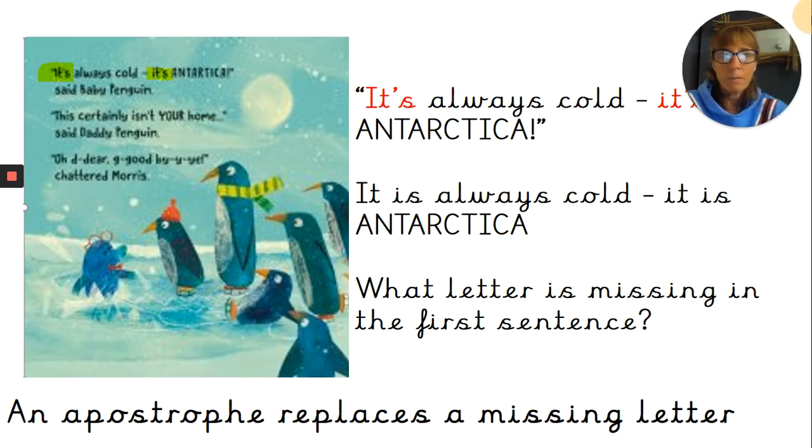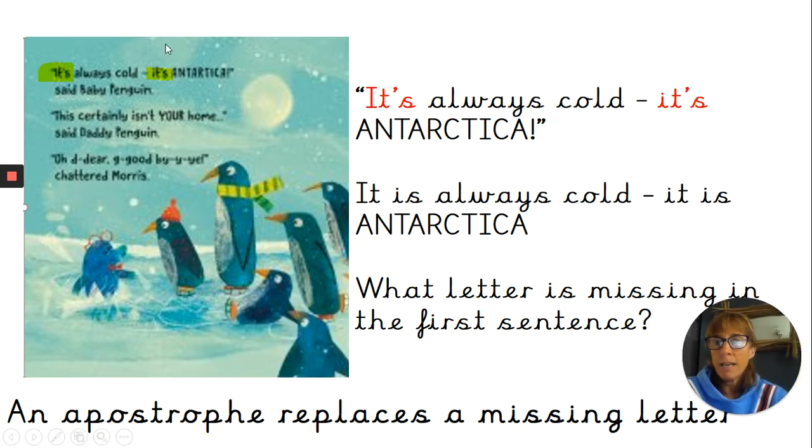So let's have a look. Miss Tate will move herself down here. Here, Morris Mole has popped up at the penguin home. And if you remember in the story, here's what little baby penguin said. It's always cold. It's Antarctica, said baby penguin. And here I've written it out on the slide. It's always cold. It's Antarctica. So what's the missing letter there and there? It's the same letter. What letter is missing? The I.